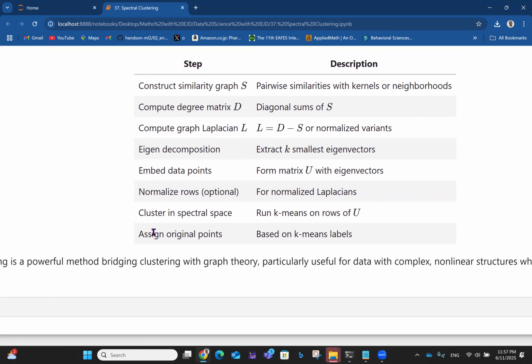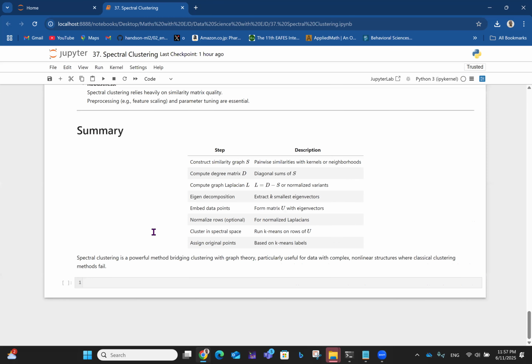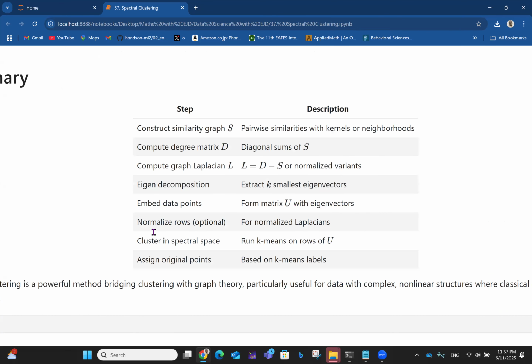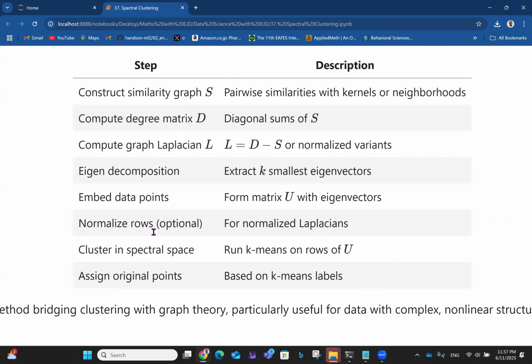So, looking at the steps now, we're talking about the summary. Construct similarity graph S, that is pairwise similarity with kernels or neighborhoods. Compute degree matrix D, the diagonal sum of S. Compute graph Laplacian L, where L equals D minus S, or the normalized variant. Eigen decomposition: extract the k smallest eigenvectors, embed data points, form matrix U with the eigenvectors, and normalize rows, which is optional for normalized Laplacians. Cluster in spectral space: run k-means on the rows of U, and assign original points based on the k-means label.